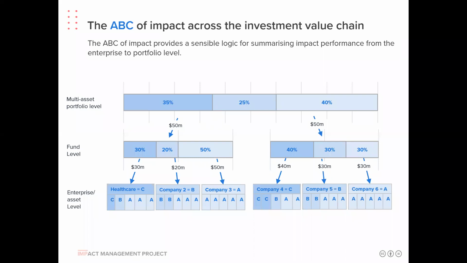But we're not finished yet, of course, because when we come to classify our multi-asset portfolio, we mustn't forget the other important component of the investment's overall impact, which is the investor's contribution.